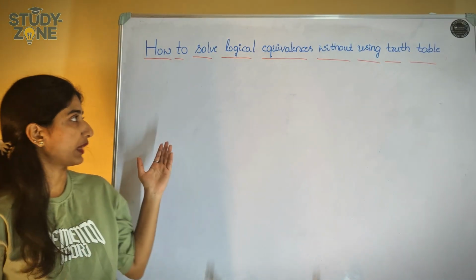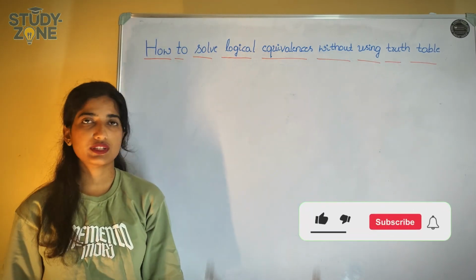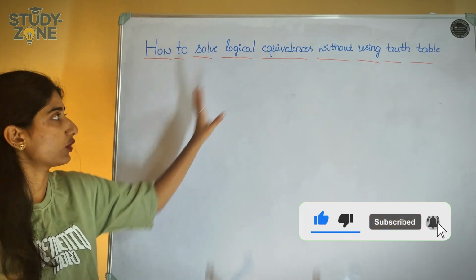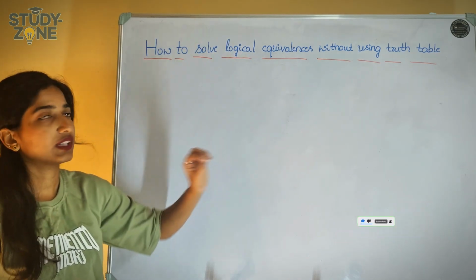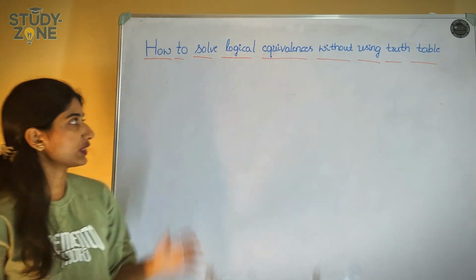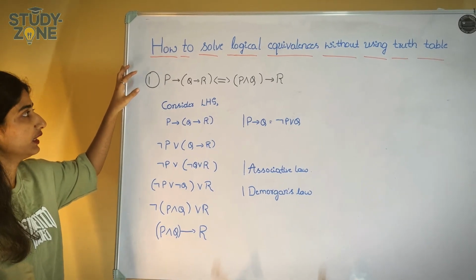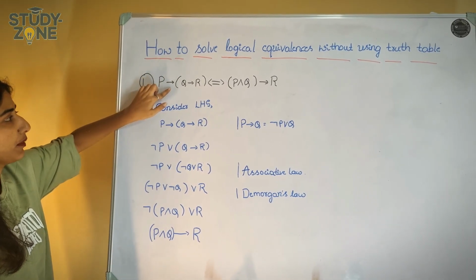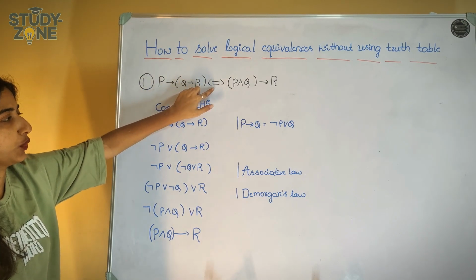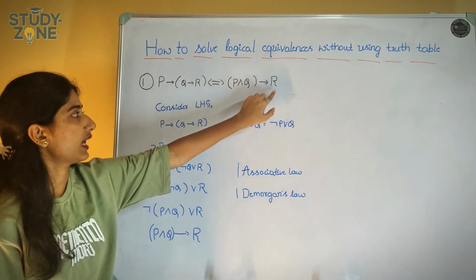Today I am going to explain how to solve logical equivalences without using a truth table. We have seen the many laws inside the logical equivalences, so with the help of these laws, let us solve the problems one by one. The first problem, in the first example, is: P implies (Q implies R) is logically equivalent to (P and Q) implies R.